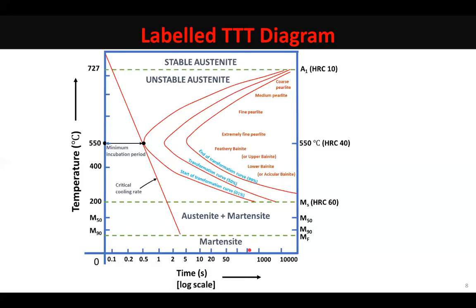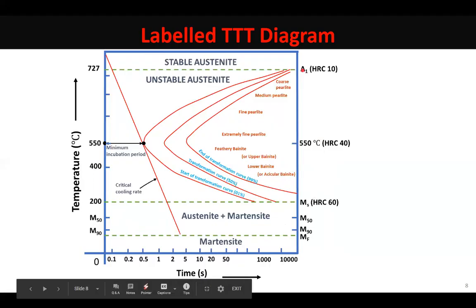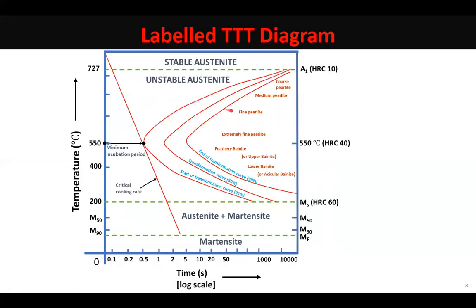One more important thing, students, from a temperature of 727 to 550, if your cooling is such that you are entering the start of transformation curve and you come out of this, then austenite transforms to a product phase called pearlite. So everywhere over here you can see pearlite. But then if austenite transforms between 550 to 220, then it transforms into a product mixture called bainite. And if austenite is not able to transform even till a low temperature of 220, then the only option with austenite is to transform to martensite.